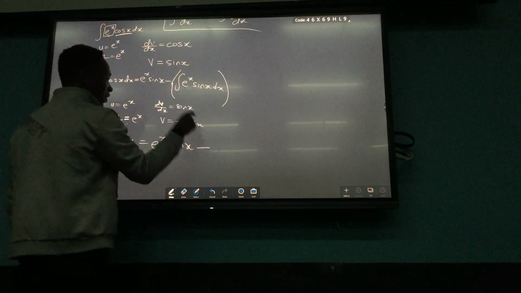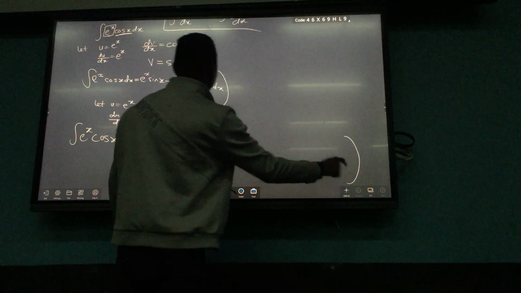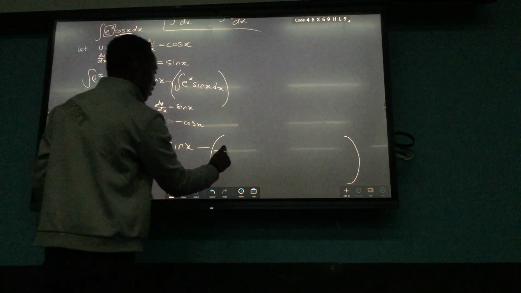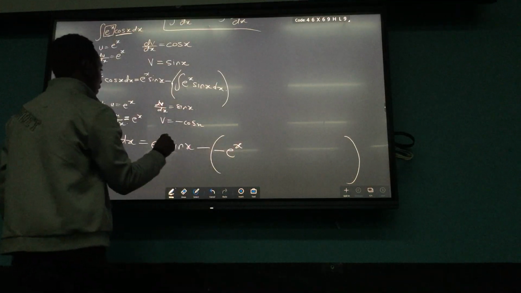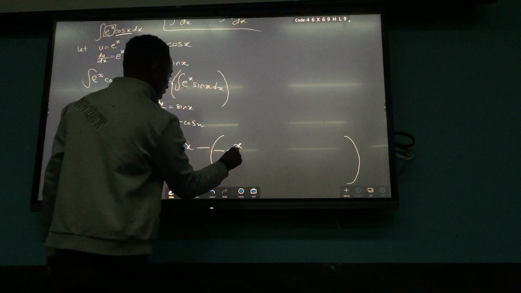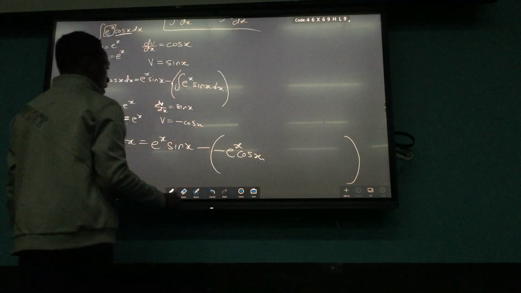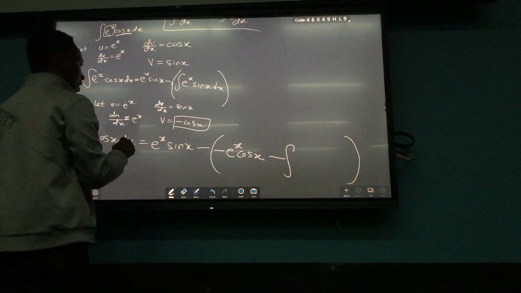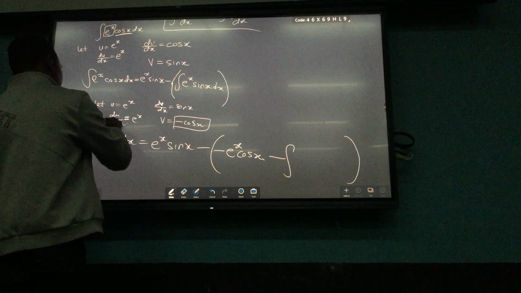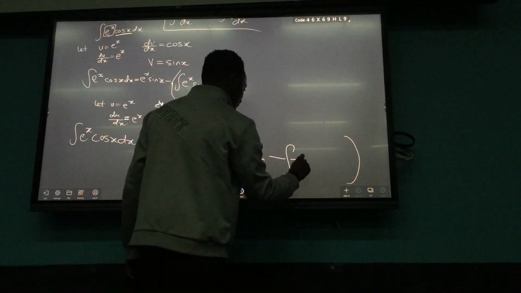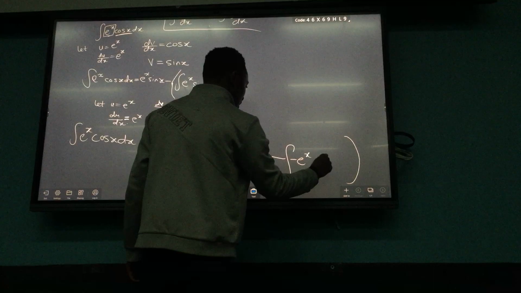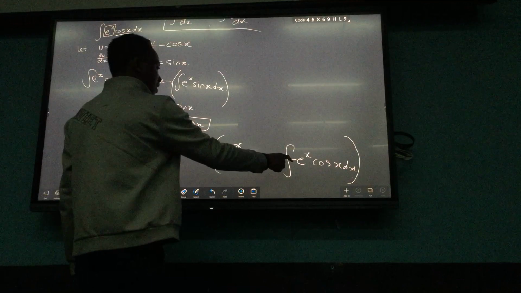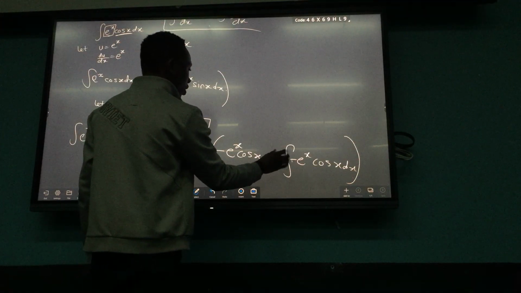So we're going to have that negative, then we have our bracket for that integral. Now we're going to say uv, it's minus e to the x cos x, then minus the integral of v. V is this one here, right? So it's minus cos x, du dx is e to the x. So we have minus e to the x cos x. But this negative sign and this negative sign will form a plus.